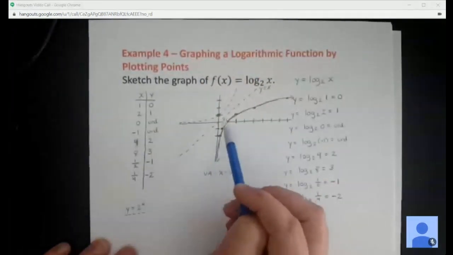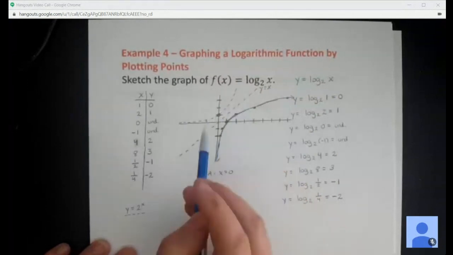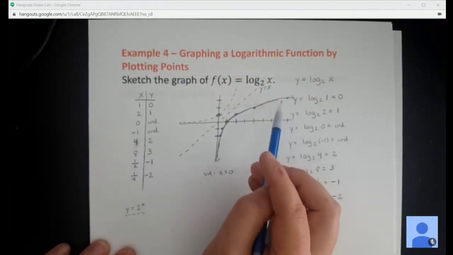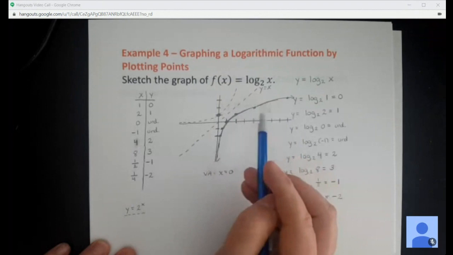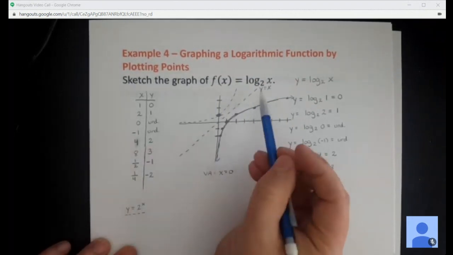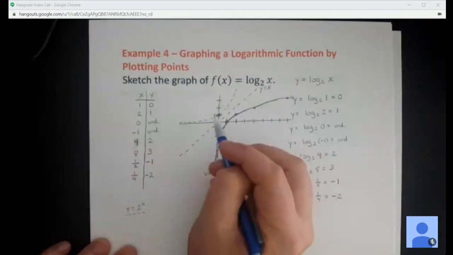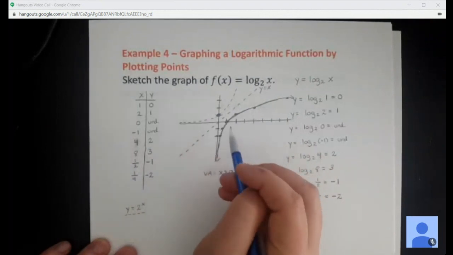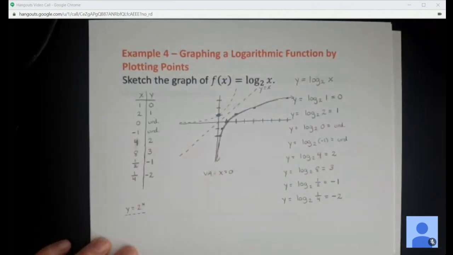And so if you look, if I were to take this y equals 2 to the x and I reflect it over that line, it's actually going to give me this graph that we just got here for the base 2 log of x. Well, do you remember what we said about reflections over the line y equals x and what that relationship is between those two graphs now?